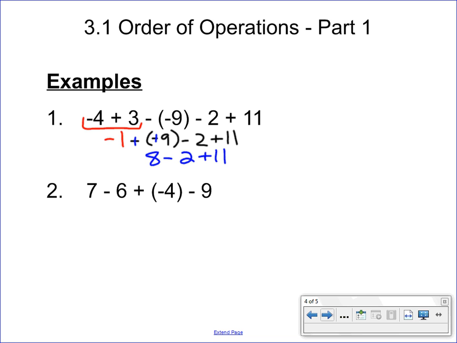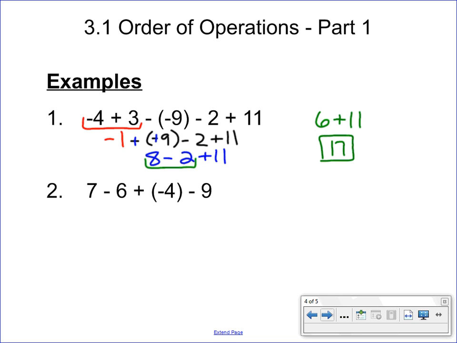And I'm going to write out the rest of the problem. Okay? The next part from left to right is 8 minus 2. 8 minus 2 is 6. And the only part I have left from the rest of my problem is the plus 11. And 6 plus 11 is 17. So that would be my final answer. If we would check that with a calculator, which I strongly suggest, we will get a 17.